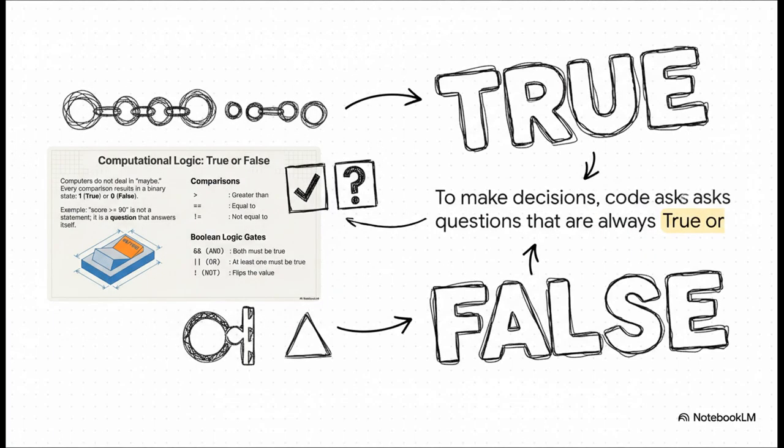So how does the program actually know which path to choose? It asks a question, but here's the key. It's a question that can only be answered with true or false. Computers don't really do maybe. Using these things called comparison operators, we can ask questions like, is the score greater than 90? Or is the password the user typed in equal to "let me in"? The answer to that simple true or false question is what determines everything that happens next.